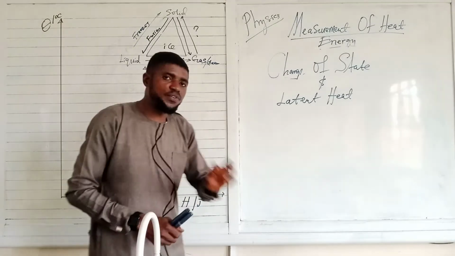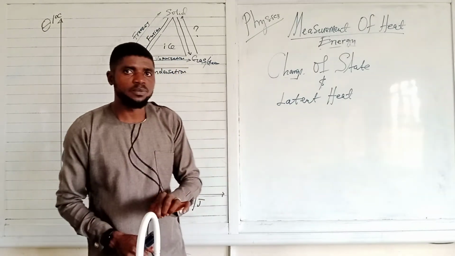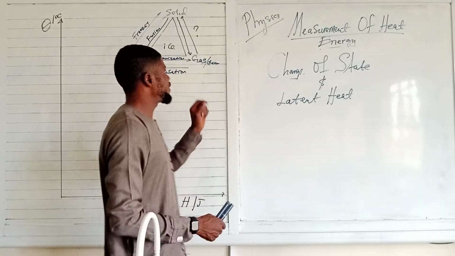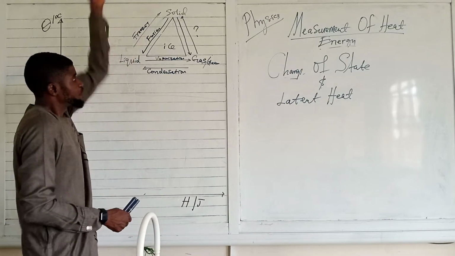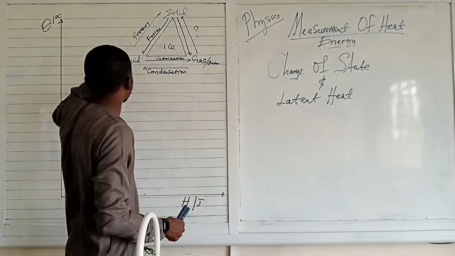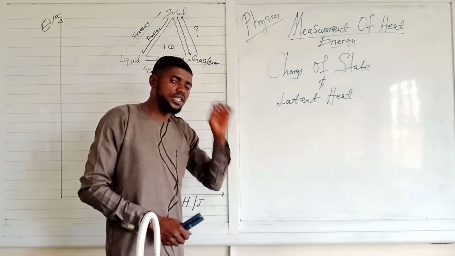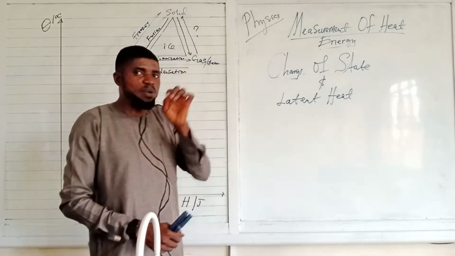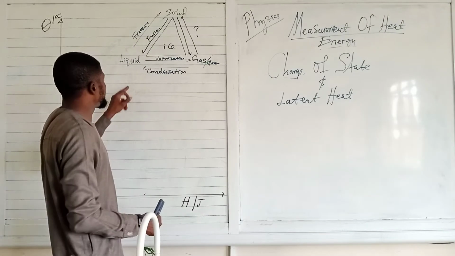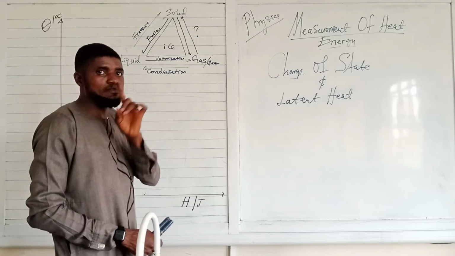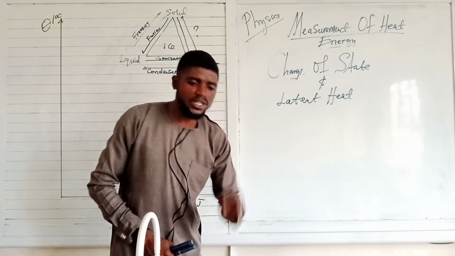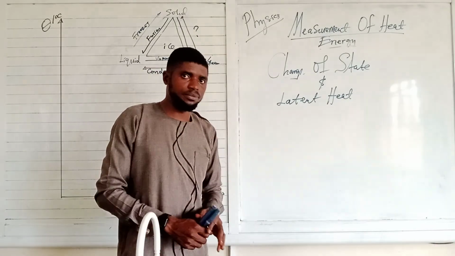Now, specific latent heat of fusion. Specific latent heat of fusion is the quantity of heat energy that is required to change a unit mass of a substance from solid to liquid without a change in temperature. Specific latent heat of vaporization is the quantity of heat energy that is required to change a unit mass of a substance from liquid to gaseous state at boiling point without a change in temperature.